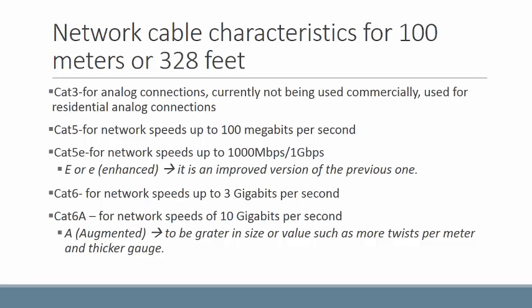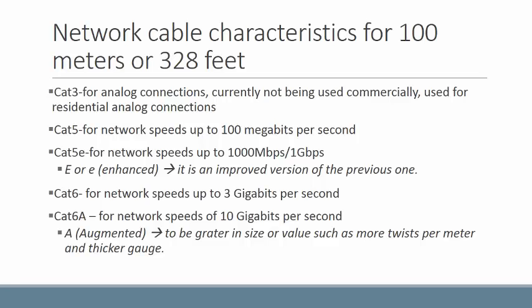The standard length limitation for all category cables is 100 meters or 328 feet. The most commonly used network cables are category 3, 5, 5E, 6, and 6A. Cat 3 cable is mostly used for analog connections, DSL connections, or modems. It is currently not being used commercially too much.